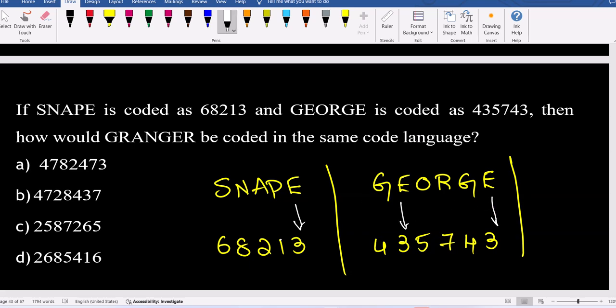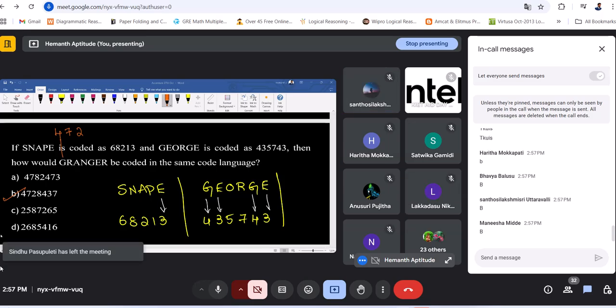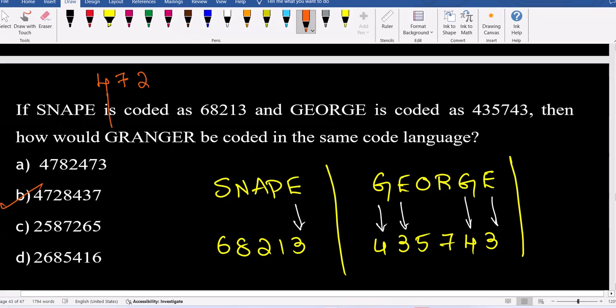That's why they've given two things to understand. G is given as 4. Wherever G is there, we have to assign 4. E means 3. So they've given some code, and you just need to map it. Grandeur: G value 4, R value 7, A value 2, so 472. Only one option starts with 472, so go with that. Option B, perfect.